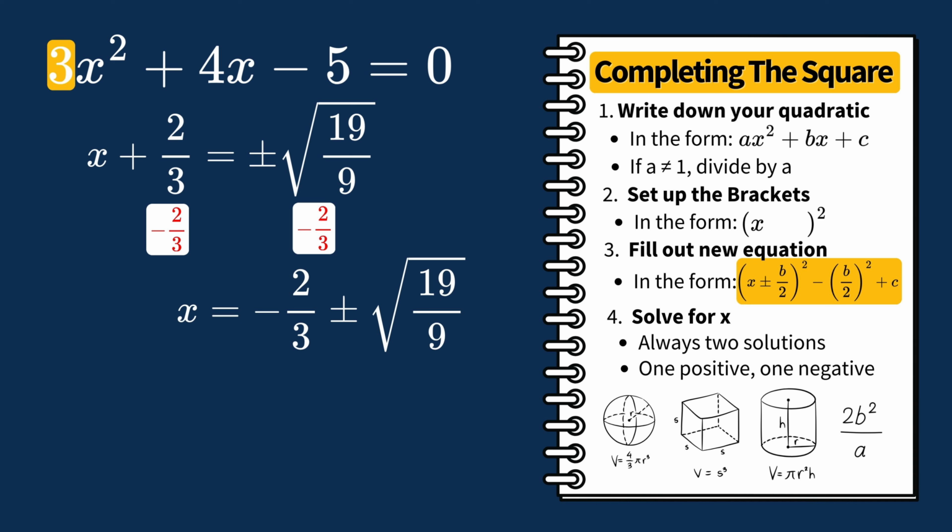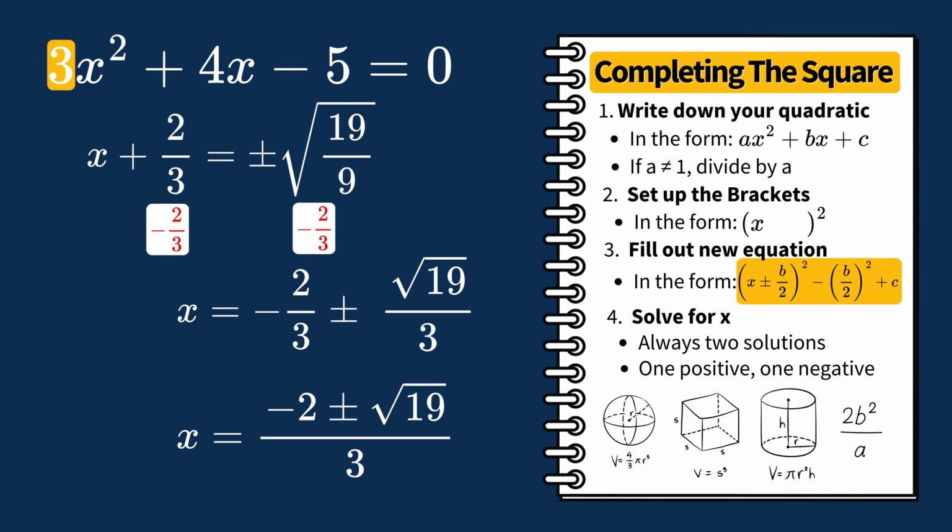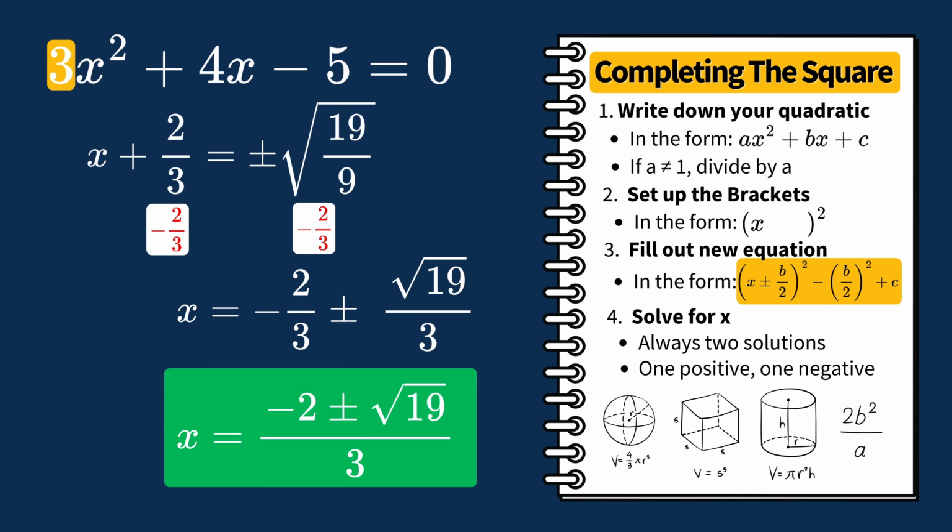The square root of 9 is 3. So we can rewrite our final term as plus or minus the square root of 19 over 3. And now that our fractions have the same denominator, we can combine them. This gives us minus 2 plus or minus the square root of 19 all over 3. And that is our final answer.